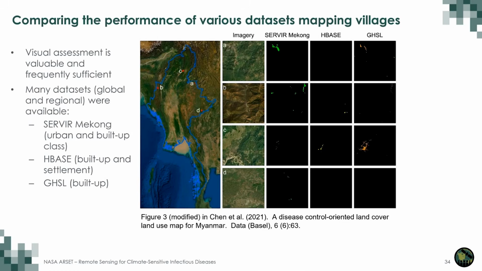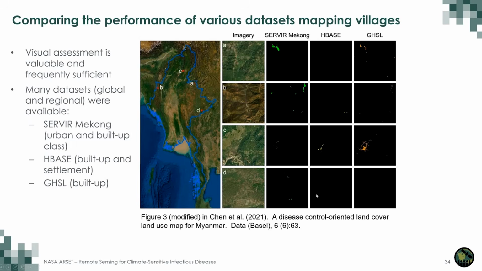Many data sets are global. Some of them are focused on particular areas. So here we're comparing three publicly available data sets, all focused on built-up and settlement areas, right? One that focuses on the Mekong area, which should be very good locally. And if you just look at the comparison, it does pick up more settlements than others.